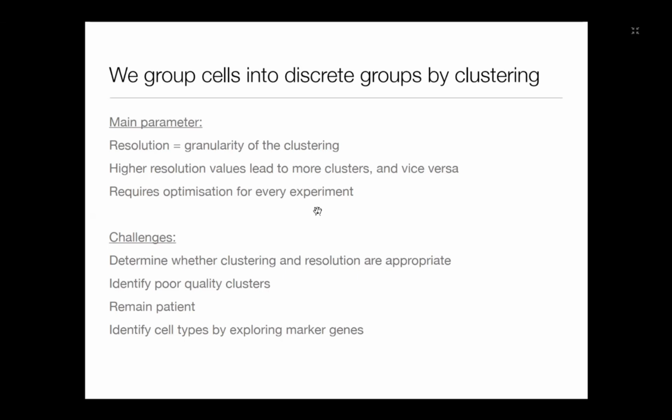So I think clustering comes with some challenges. You need to determine whether your clustering and your resolution is appropriate for your data set. You need to identify poor quality clusters. In a way, you need to remain patient because you have to do this all over again. And then in the end, you want to identify cell types by exploring marker genes.